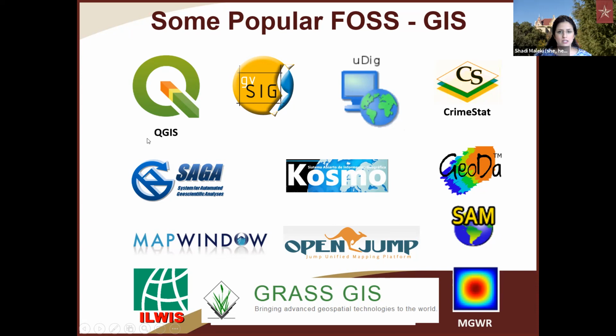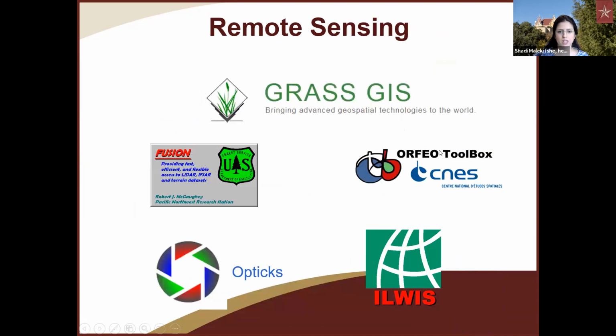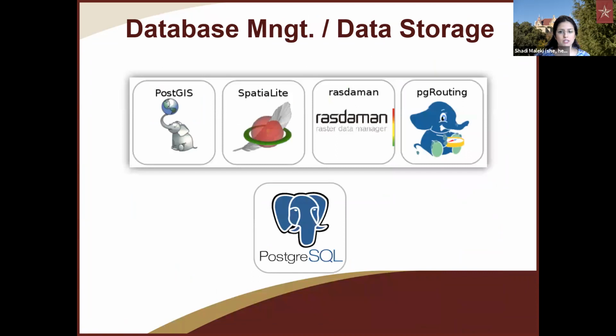QGIS is really good because it provides you with a way to do your analysis, but also to display your map and create a map. Some of this software, like SAM or MGWR, CrimeSat, do not provide you with a display option. So you do your analysis, but you cannot display it. We have remote sensing open source software that are again available in the libraries, but you can just download them on your computer and use them. There are some for data management and data storage. PostgreSQL is getting very popular these days because database management is a very hot topic.